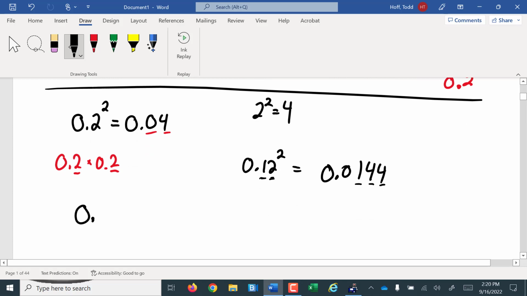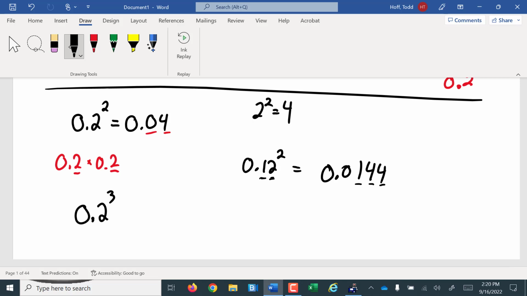If I go to a higher power than that, to the power of 3, well, that's 0.2 times 0.2 times 0.2. Well, 2 times 2 times 2 is 8. How many decimal places does this have to have? You got it. 1, 2, 3. So 0.008.